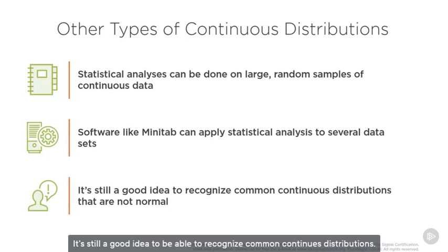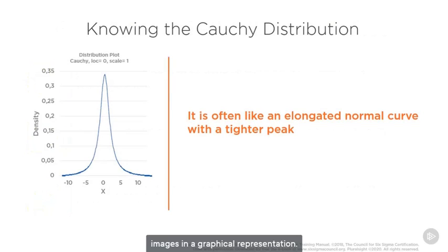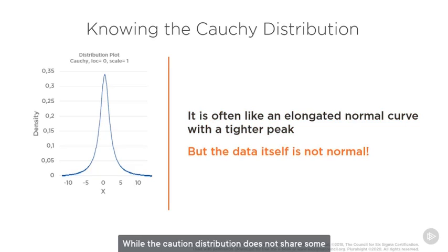It's still a good idea to be able to recognize common continuous distributions that are not normal. In this section, we'll highlight a few other non-normal continuous distributions and provide you with some sample images. In a graphical representation, the Cauchy distribution often looks like an elongated normal curve with a tight peak. While the Cauchy distribution shares some characteristics with a normal curve, the data itself is not normal. In fact, the distribution doesn't have a defined mean or variance, which makes it not useful for many common statistical analysis tools used in Lean Six Sigma.